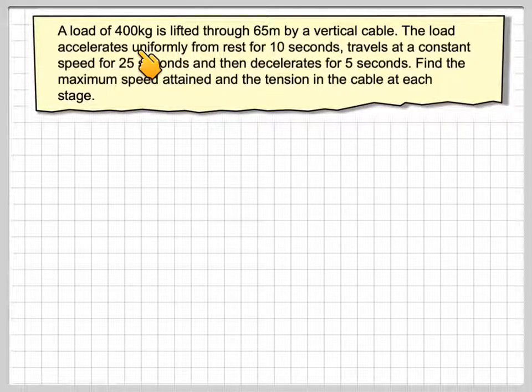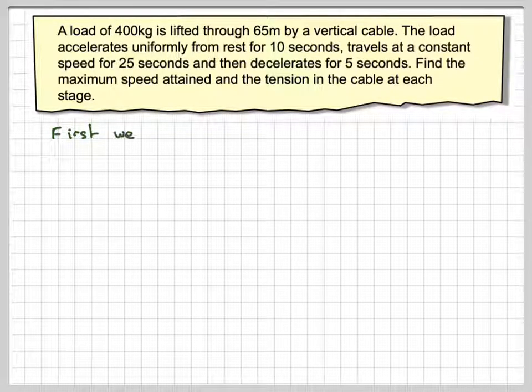A load of 400 kilograms is lifted through 65 meters by a vertical cable. The load accelerates uniformly from rest for 10 seconds, travels at a constant speed for 25 seconds, and then decelerates for 5 seconds. Find the maximum speed obtained and the tension in the cable at each stage.